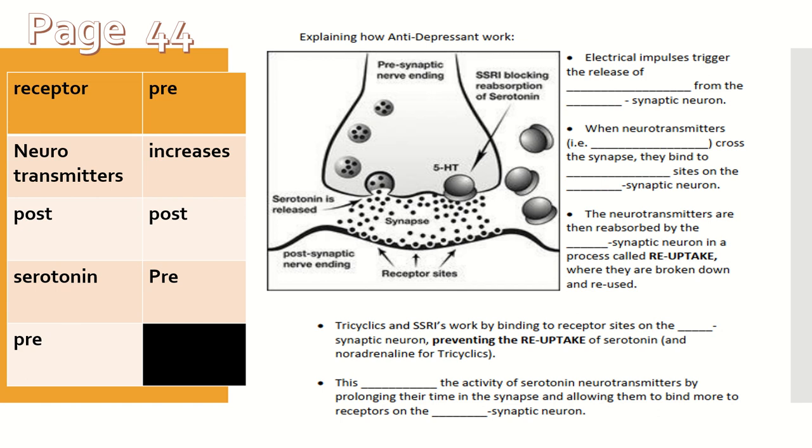Tricyclics and SSRIs work by binding to receptor sites on the presynaptic neuron, thus preventing the reuptake of serotonin and also noradrenaline for tricyclics. This increases the activity of serotonin neurotransmitters by prolonging their time in the synapse and allowing them to bind more to the receptors on the postsynaptic neuron. Well done if you've got all of that right now.